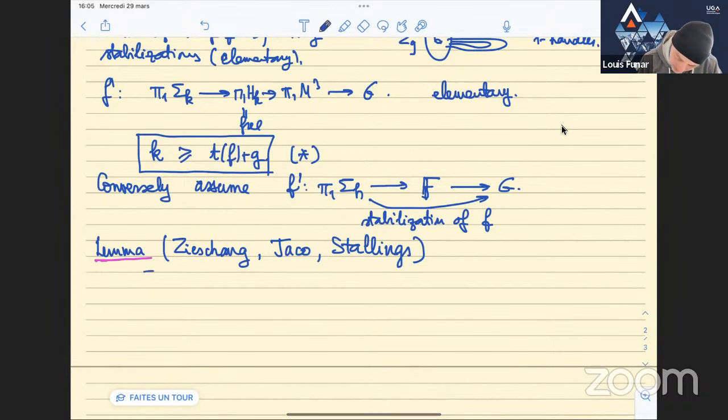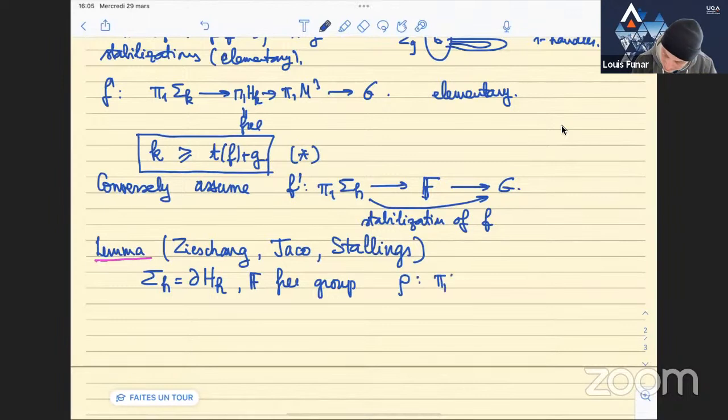So say that sigma H is, as I said, the boundary of the handle body of genus H, F of a free group, and we have a map rho from pi 1 of sigma H into some free group. Then it factors. So any rho like that, a homomorphism, factors in the following way.